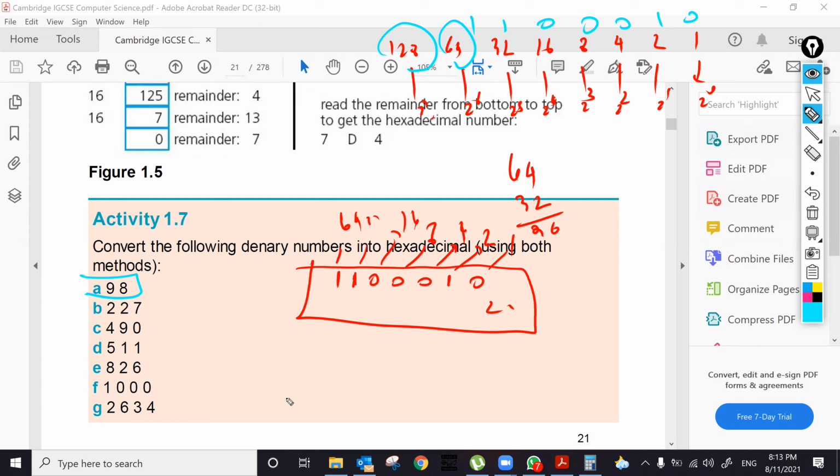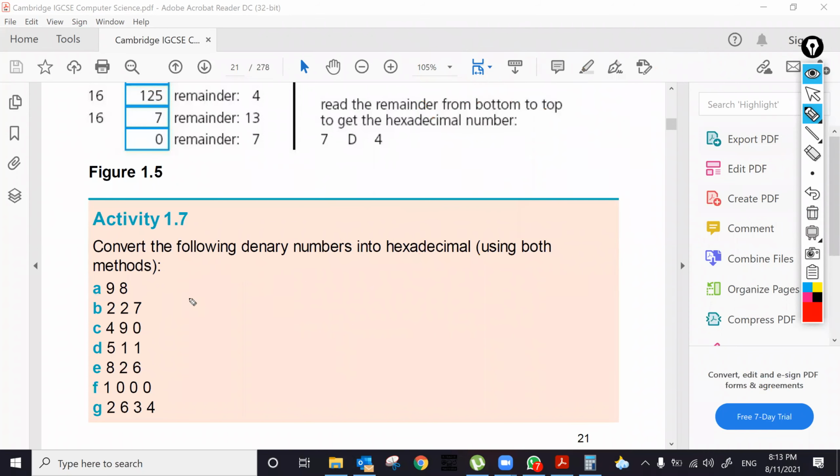Sir, can you explain that again? Okay, I'll explain it again. It's like this, right? Now you have this value. I think Samia, you are aware of this, right?